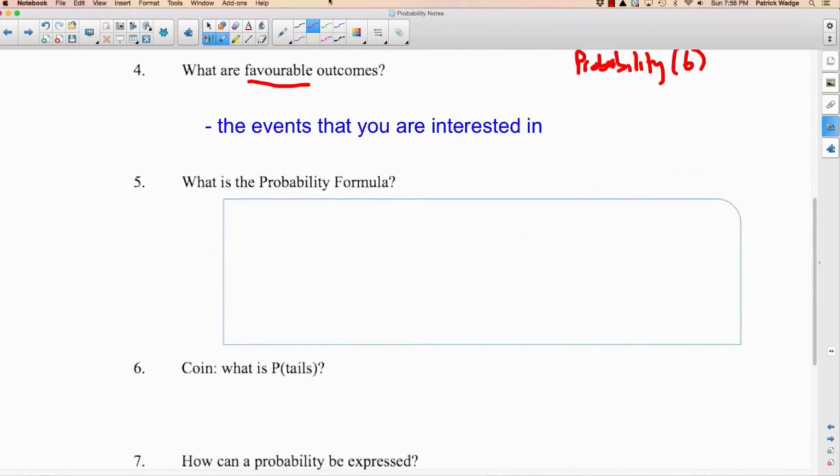Okay, what is the actual formula? This is the most important thing. If you only write one thing down, please write this down. How do you figure out the probability?